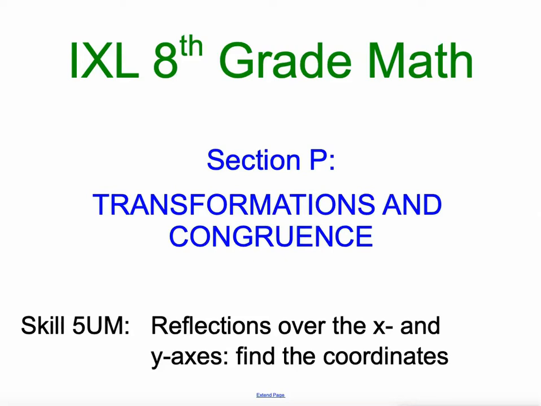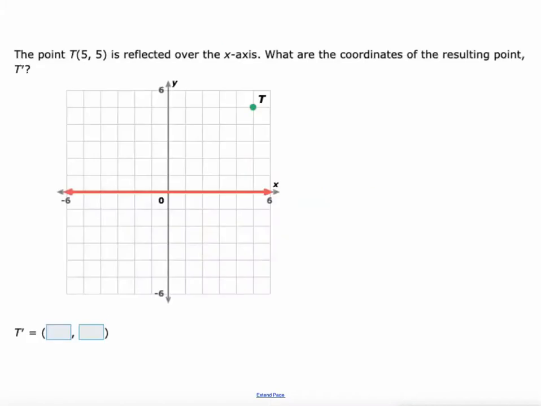Today, more on reflections. In my last lesson, we concentrated on graphs. Today, we're going to focus on finding coordinates after reflections, mainly over the x and y axis. Okay, so we've got this point T, 5, 5, and it's reflected over the x-axis. What are the coordinates of the resulting point?